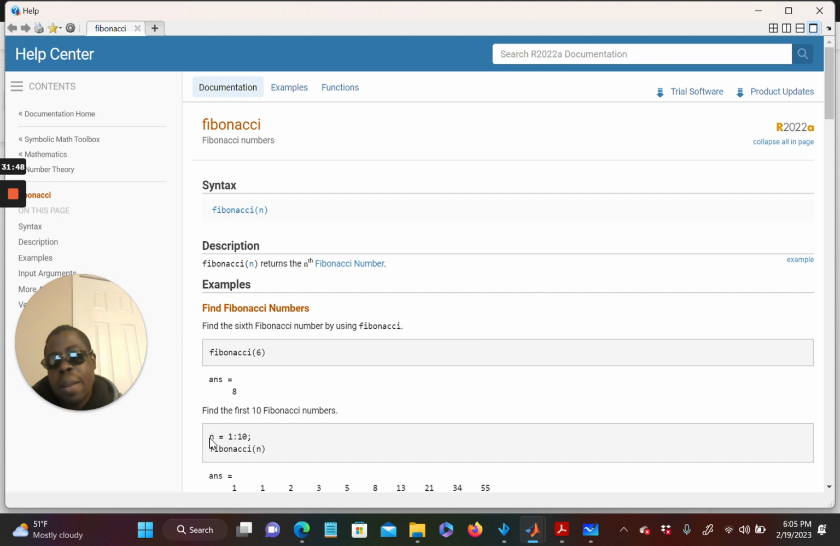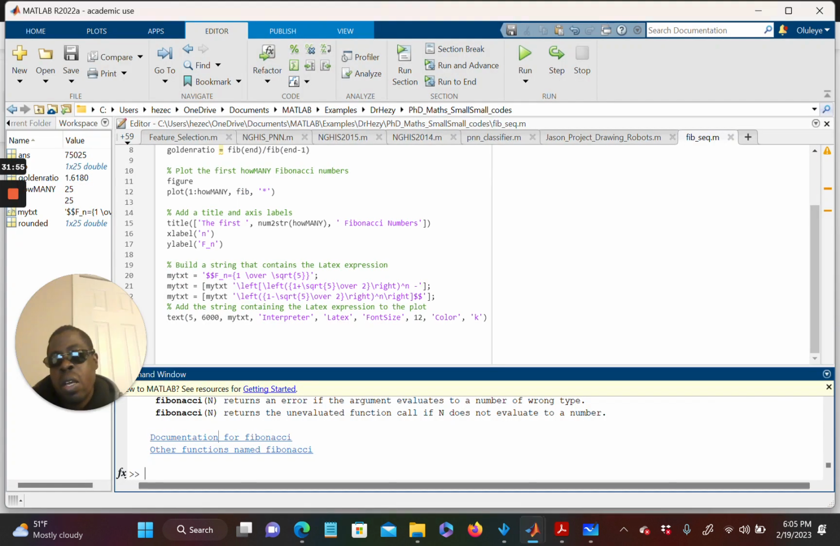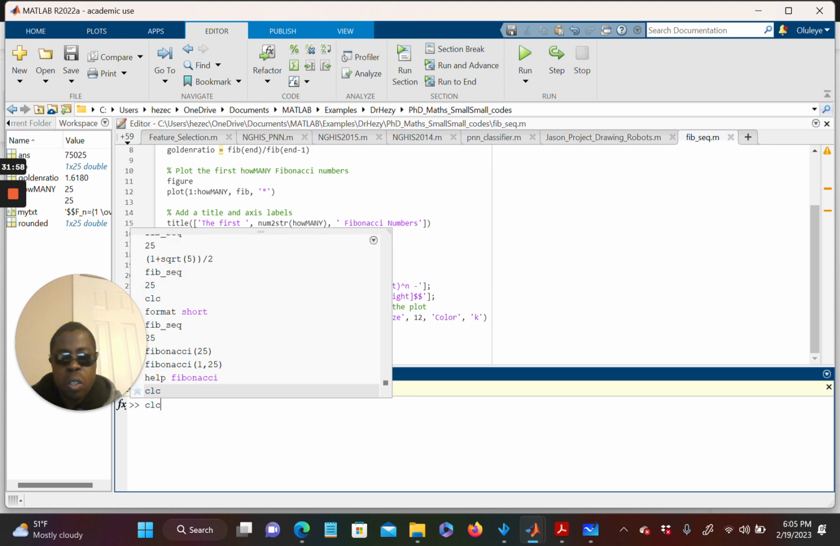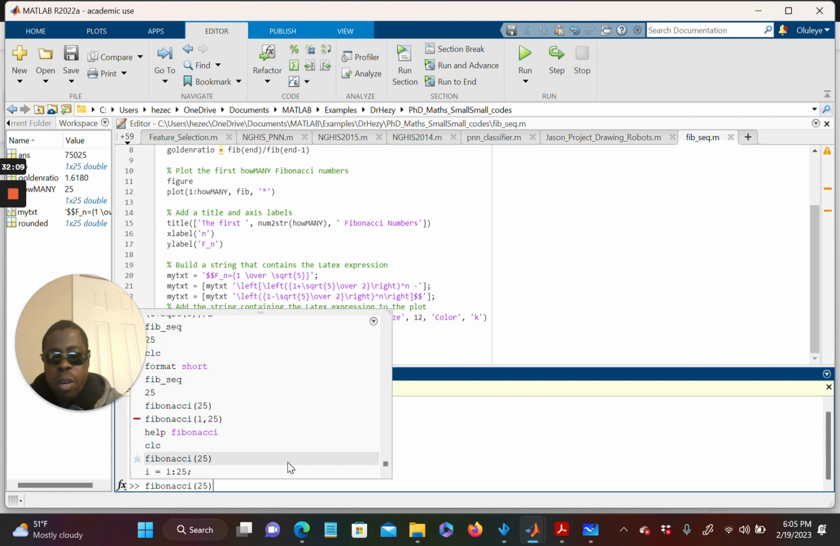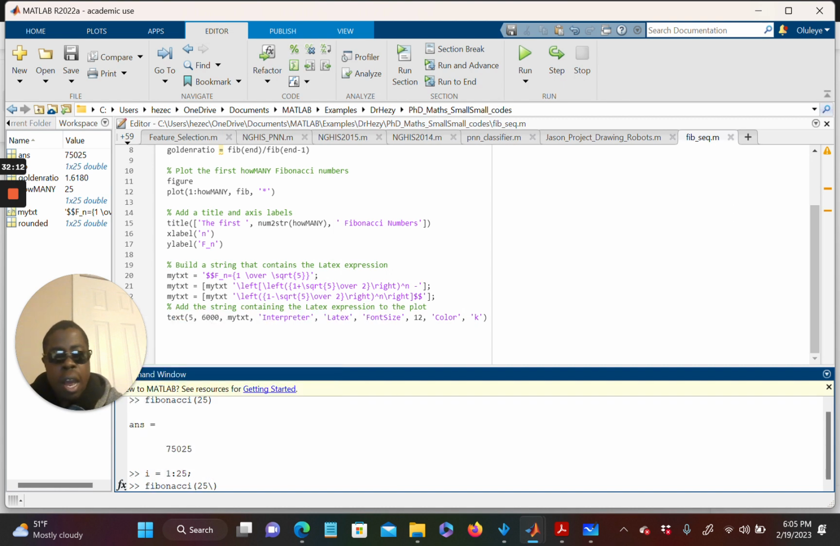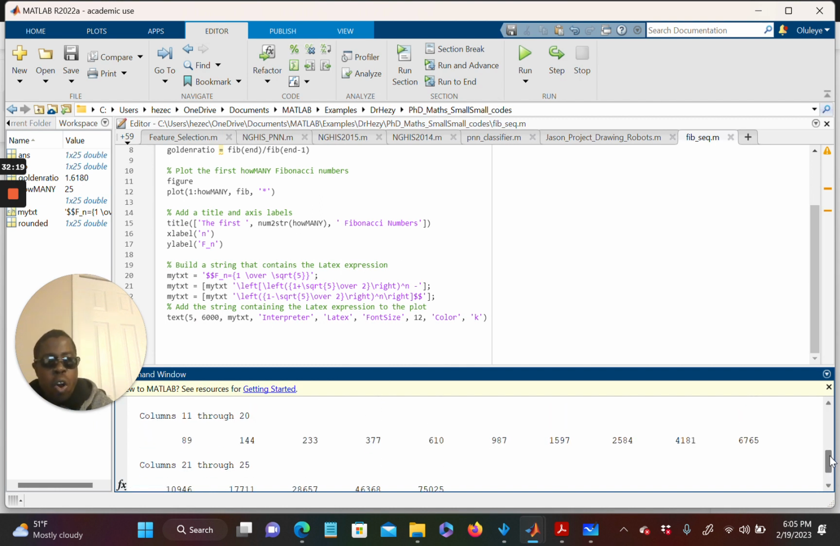Okay, I see the point now. n equals 1 to 10, Fibonacci n. So if I want to call that function, I equals 1 to 25, Fibonacci i. Okay, now that gives me the first 25 Fibonacci numbers.